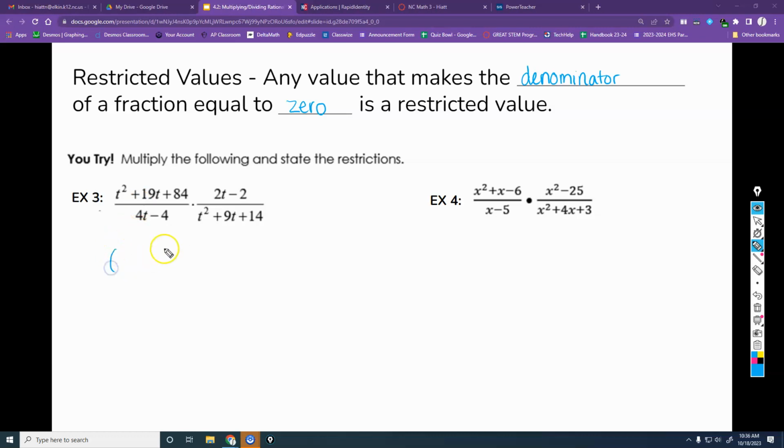So this first one here, I will have t and t. Oh, they gave us a big number. We got 84. 84. What can we multiply to get 84?